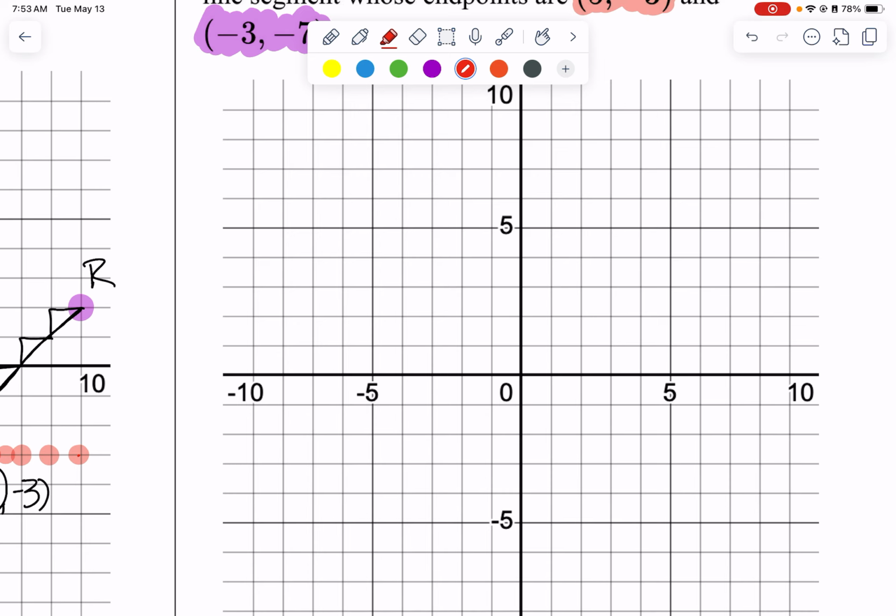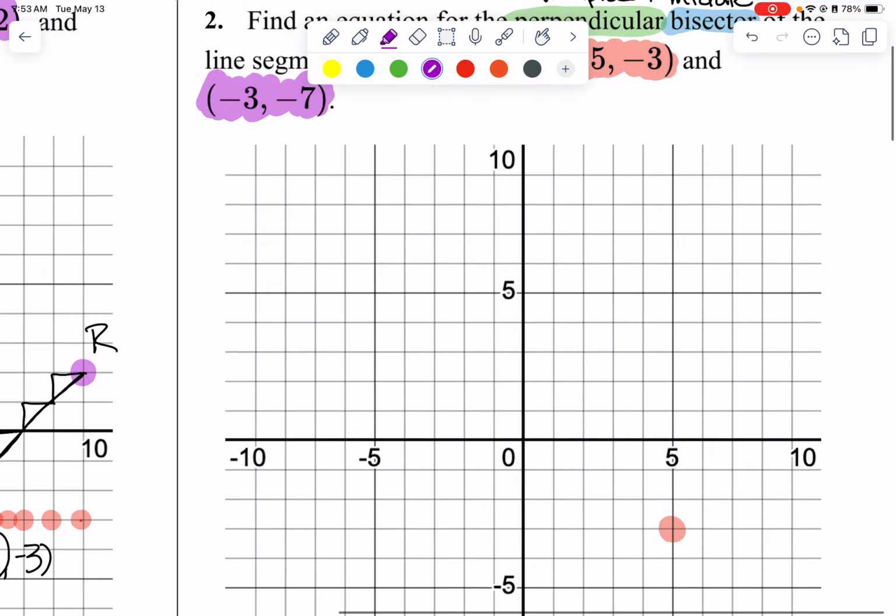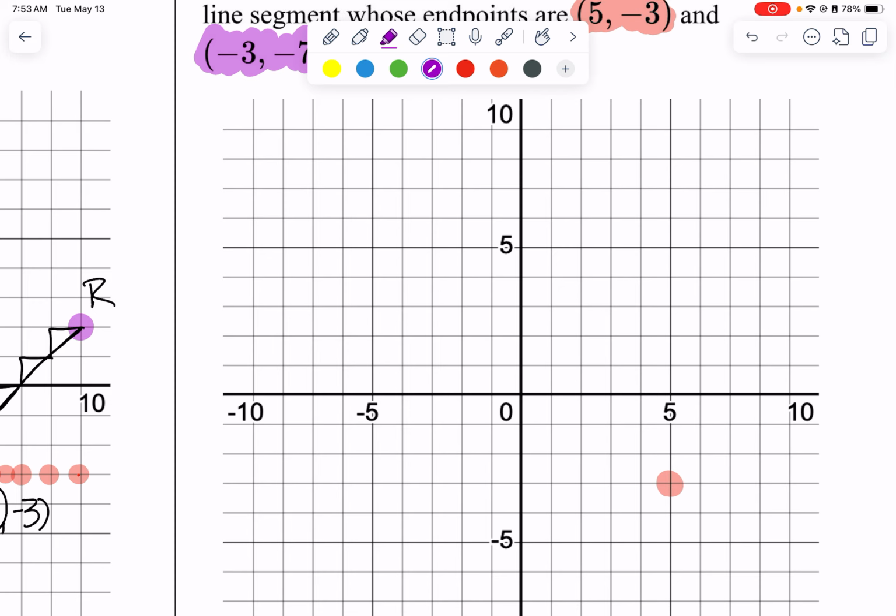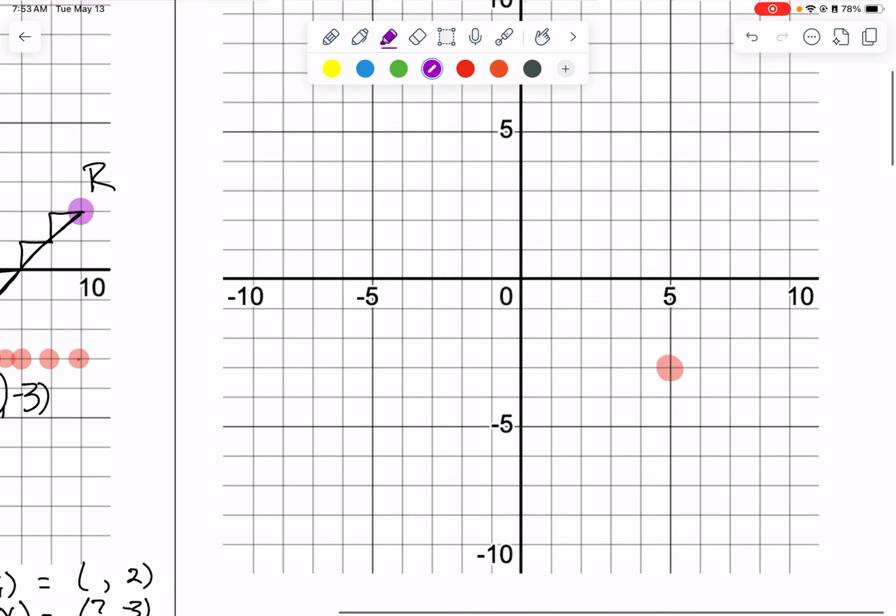So my first point at 5, -3 is going to be 5 to the right and 3 down right here. The next point is at -3, -7. So that's 3 to the left and 7 down. So it's going to be here. 7 down is 2 below -5. And as I look at these two points, they seem to have a slope. I tried to draw a straight line there.